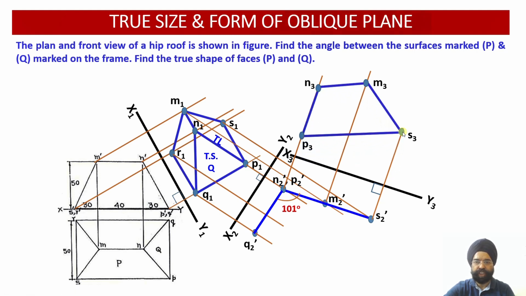And having marked all these 4 points, I have been able to obtain a trapezoidal shape which corresponds to the true shape of the surface P. You can see the true shape of the surface P is greater than the projected image of the surface P. Similarly, the true shape of the surface Q is bigger than the projected image of the surface Q. So the true shapes of the surfaces P and Q have been determined and shown over here. The angle between the surfaces P and Q has also been determined in this particular case.